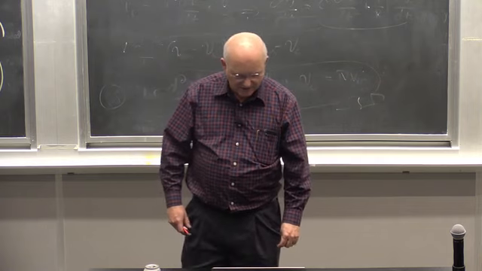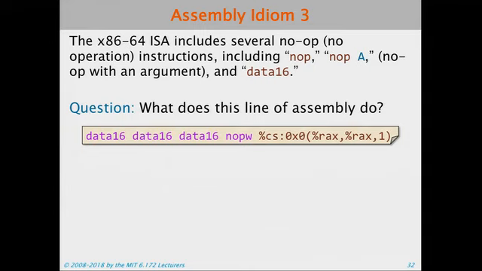Here's another one. The ISA can include several no-op, no-operation instructions, including NOP-A, that's an operation with an argument, and data 16, which sets aside 2 bytes of a no-op. So here's a line of assembly that we found in some of our code: data 16, data 16, data 16, no-op W, and then %CS:(%rax,%rax). No-op W is going to take this argument, which has all this address calculation in it.